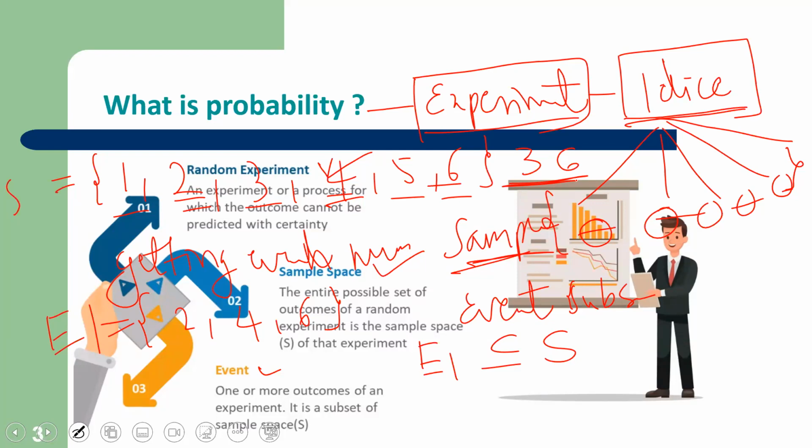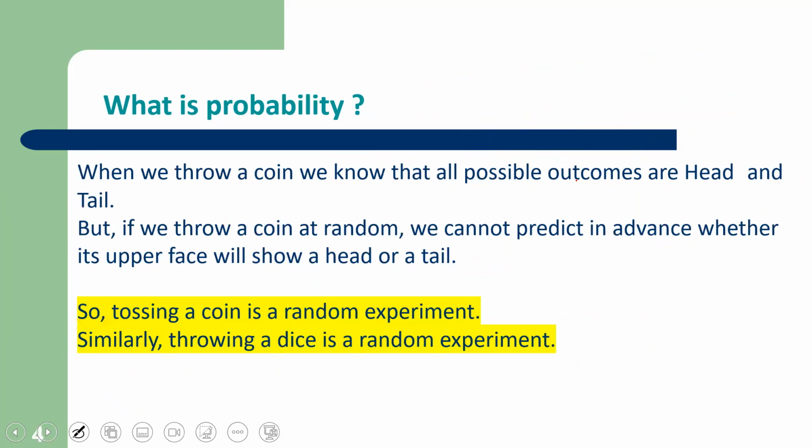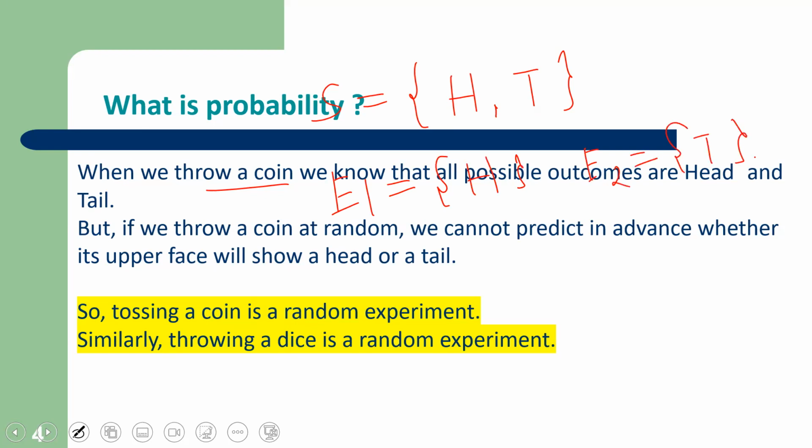So what is an experiment, what is a sample space, and what is an event? For example, when we throw a coin, coin is very simple. It will have a head or a tail. When I throw a coin, I can get only these two options, head and tail. Now this will become my sample space. What will be my event if I say the event of getting a head? This will be my E1 equal to H. I can say E2 is equal to T, the event of getting a tail.